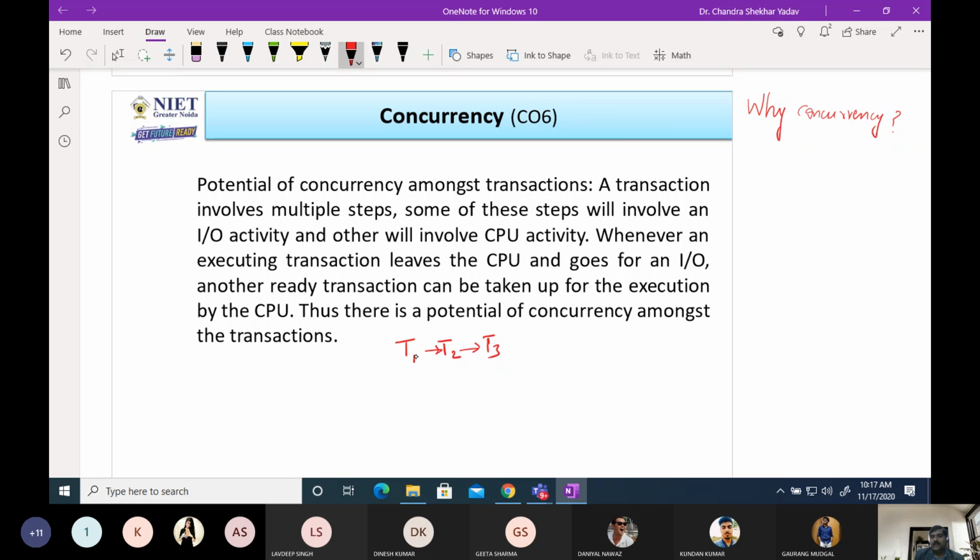So concurrency has two advantages. One is maximum utilization of the resources, and second, due to that we can reduce average waiting time. Suppose we have short transactions. When a long transaction is going for input output operation, during that period short transactions complete their execution. In this way, we can reduce average waiting time. And if we reduce the average waiting time, obviously response time will be reduced. And here the CPU never sits idle, which means there is maximum utilization of the CPU, and due to that throughput of the system will be increased, performance of the system will be increased.